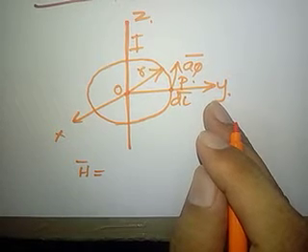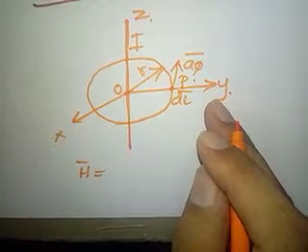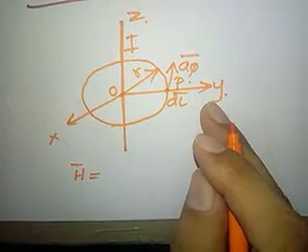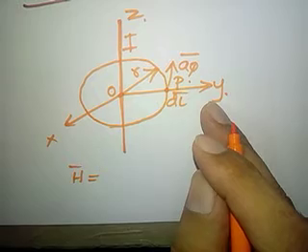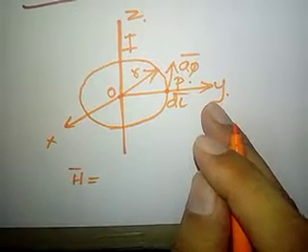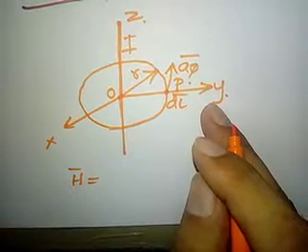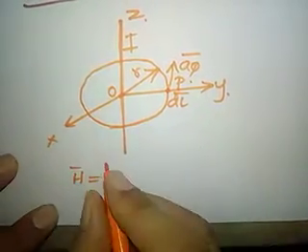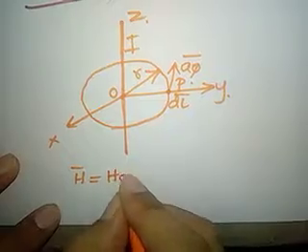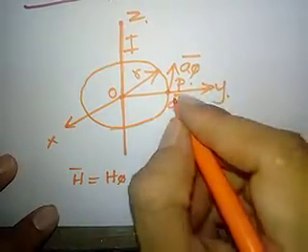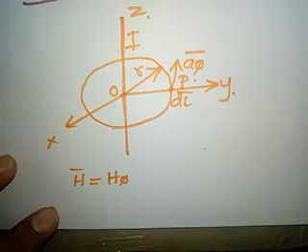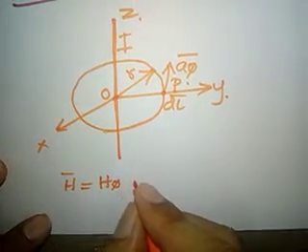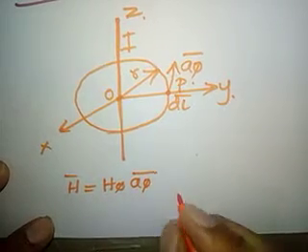The magnitude of H bar depends only on R, and the direction is always tangential to the closed path, that is a-phi bar. Here H bar has only one component, H-phi, because it is tangential to the closed path. So H bar is given by H-phi a-phi bar.